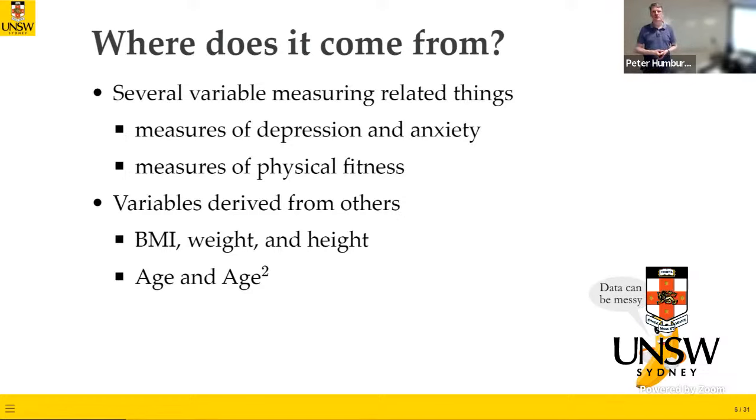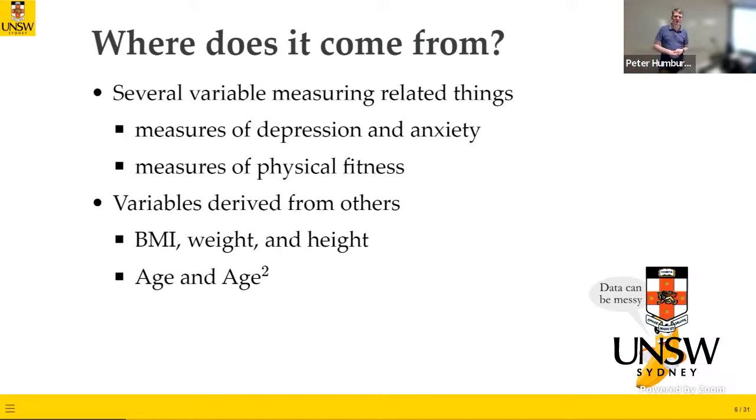Sometimes we get multicollinearity in a more artificial way, if you like, because we took the variables that we measured and we did something to them that makes them related to each other, right? So if you have measured people's weight and height, and you then compute BMI, then BMI is going to be related to weight and height, right? Because that's how you computed it. So if you include all of those in the model, you might run into trouble.